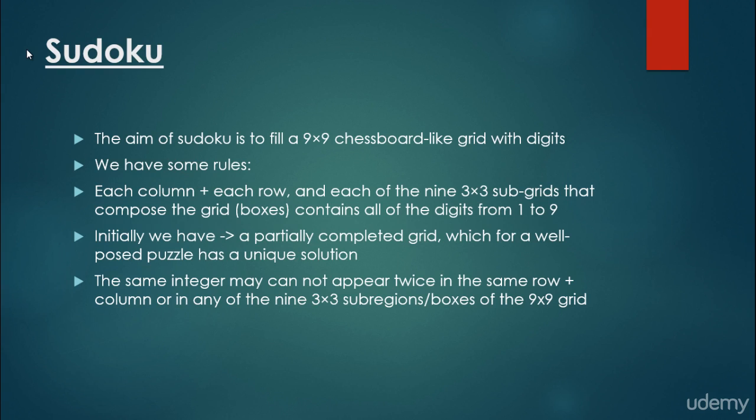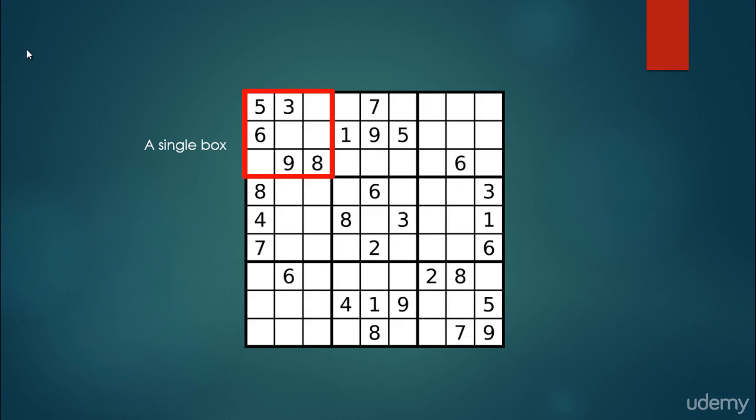So we have some rules, of course. Each column and each row and each of the 9 3x3 subgrids that compose the grid, that's what we call the boxes, that's what I've been talking about, a single box, contains all of the digits from 1 to 9. So it's very important that we make sure that in the solution, in every row we will have all the numbers from 1 to 9, exactly once. All the columns will have the numbers from 1 to 9, and all of these boxes will have the numbers from 1 to 9.